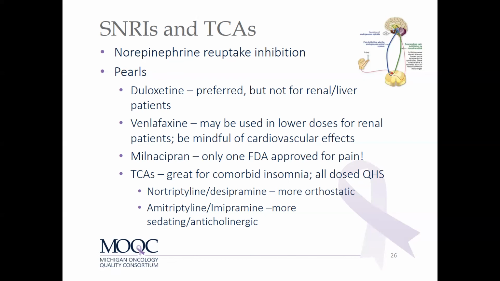So nortriptyline and desipramine tend to have more orthostasis versus amitriptyline and imipramine, which tend to be more sedating for patients and have more anticholinergic side effects. The number needed to treat really between any of these drugs is generally the same. You're really picking between side effects and whether or not they have liver or renal disease.